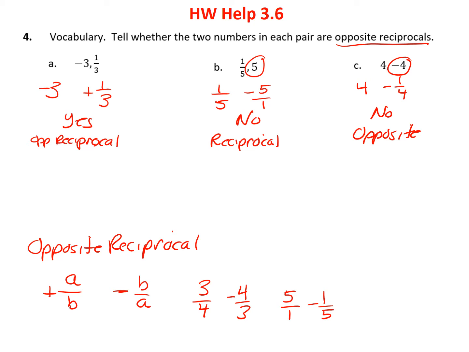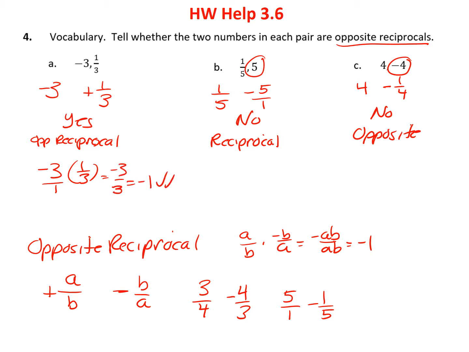One other thing you can always do is a check. Notice if I take a over b and multiply it by b over a, I get minus ab over ab. I always get minus 1. That's a way to check. For example, here, minus 3 times 1/3, make that a fraction. Minus 3 over 3, which is minus 1, so I know I have an opposite reciprocal. Here, however, if I take 1 over 5 times 5, notice I get 5 over 5, which is 1, not minus 1. And here, obviously, if I take 4 times minus 4, I get minus 16, nowhere close to negative 1. Okay.